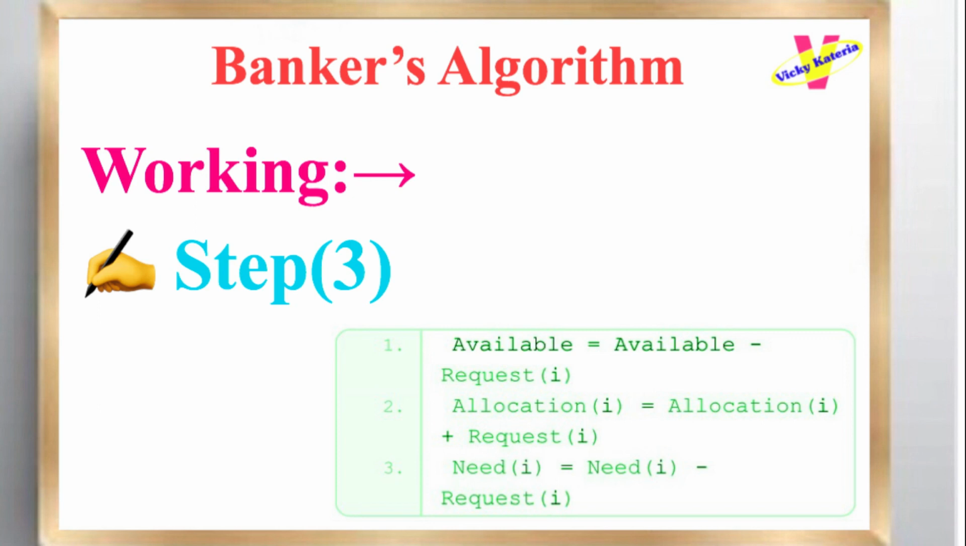Now, Banker's algorithm follows the safety algorithm to check whether the resulting state it has entered in is a safe state or not. If it is a safe state, then it allocates the requested resources to the process in actual. If it is an unsafe state, then it rolls back to its previous state and asks the process to wait longer.